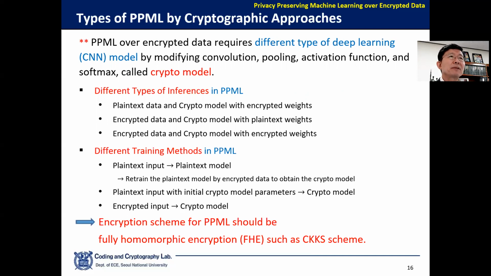And there are also different training methods in PPML. Using the plain text input, we obtain the plain text model. Then we retrain the plain text model by encrypted data to obtain the crypto model. The second one is plain text input with initial crypto model parameter. Then we obtain the crypto model. The third one is encrypted input. Then we obtain the crypto model.